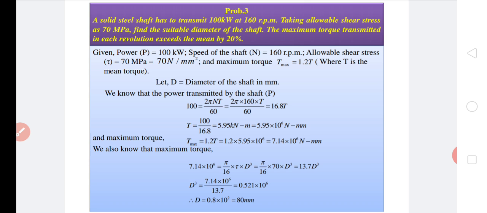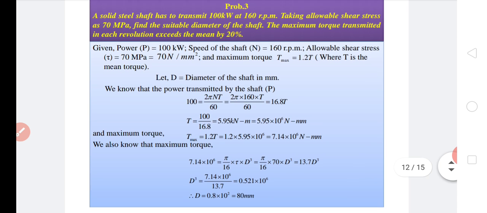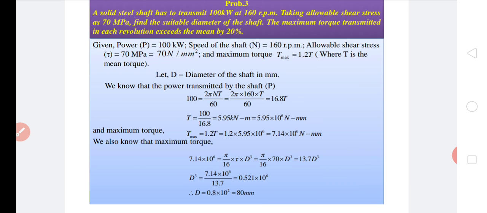Let D equal the diameter of the shaft in millimeter, and power transmitted by the shaft, that means P equals 2 pi NT by 60. From this equation we can easily find T equals 5.95 into 10 to the power 6 Newton millimeter. As T max equals 1.2 T mean, so T max equals 1.2 into 5.95 into 10 to the power 6, that equals 7.14 into 10 to the power 6 Newton millimeter.